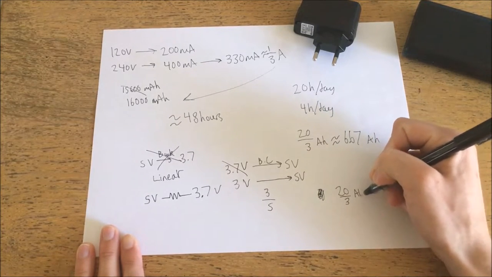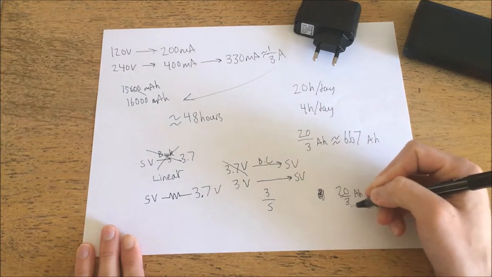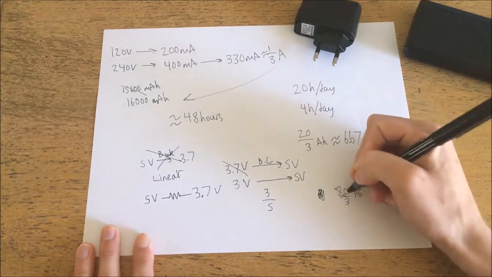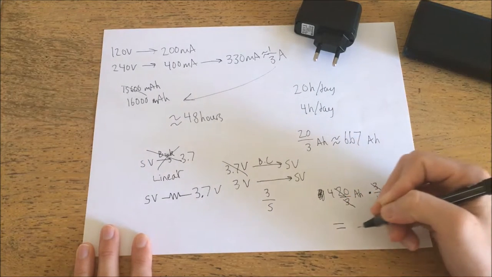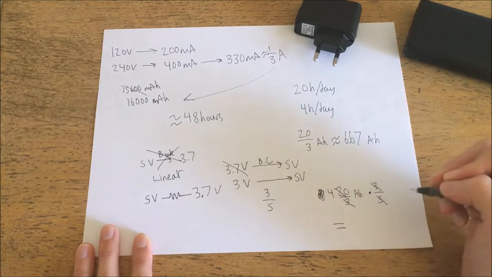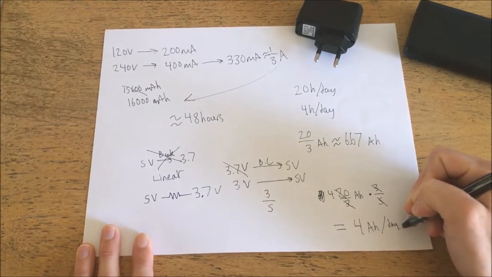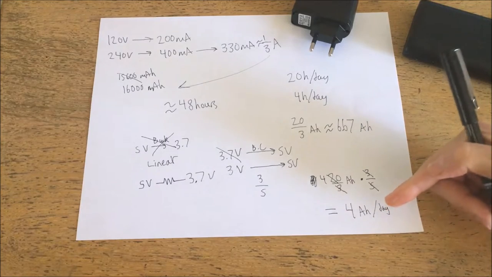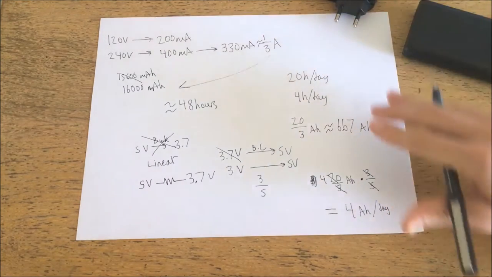23 amp hours, and we're multiplying that by 3/5, we can cancel the 5 and the 20 to get 4, and we can cancel the 3s, and we really only have an energy budget, or a charge budget, of 4 amp hours per day. Now that may not sound like that much, but let's do some quick math to see what you can actually get done with 4 amp hours per day.